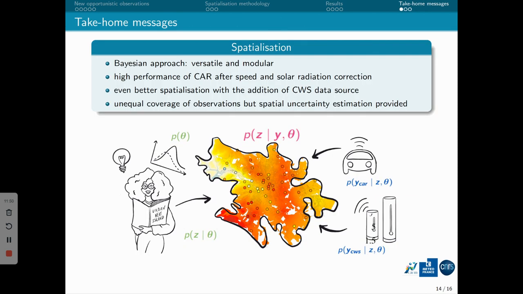So this is to conclude. So Eva performed a Bayesian model that allows adding other types of data, for example isoscale model data that could be available. And there is also a very high performance of the data from citizens' cars. That was most surprising for us, that the data was so good. And there is a better spatialization when we also use the Météo stations.